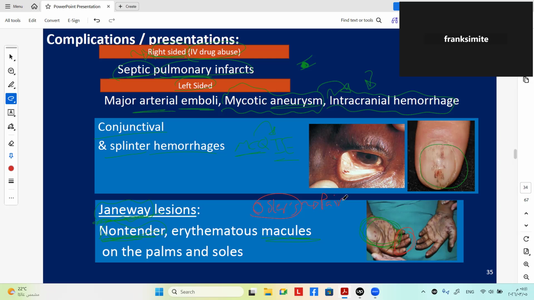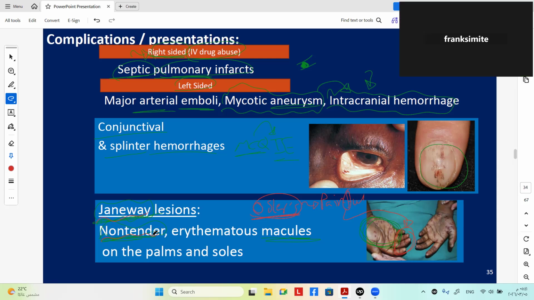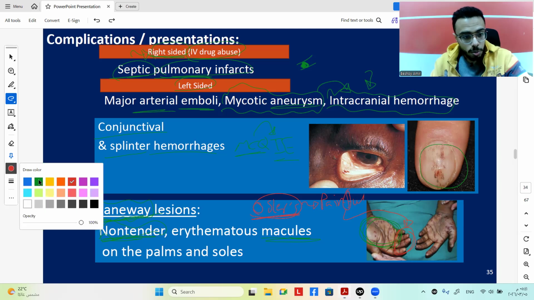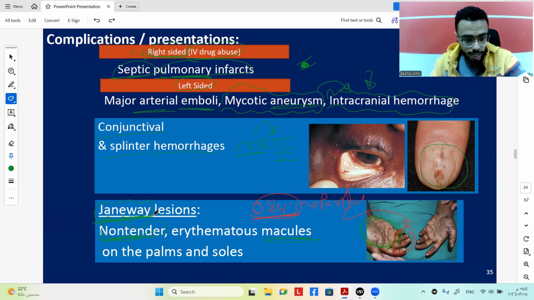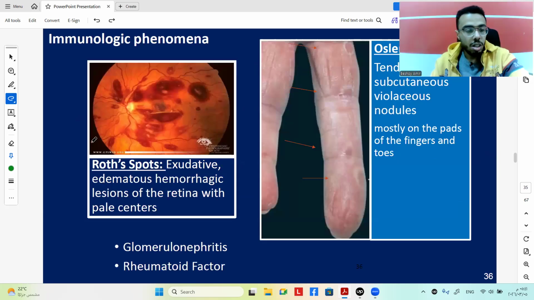Osler is painful, so it's the finger one that is painful. It's a very high yield question, by the way. Because Osler is painful, but Janeway is painless or non-tender. In some questions, at least, it's not clinically relevant, but it's a common question asking for Janeway or Osler. Osler is painful. Janeway is painless. It's affecting the finger.